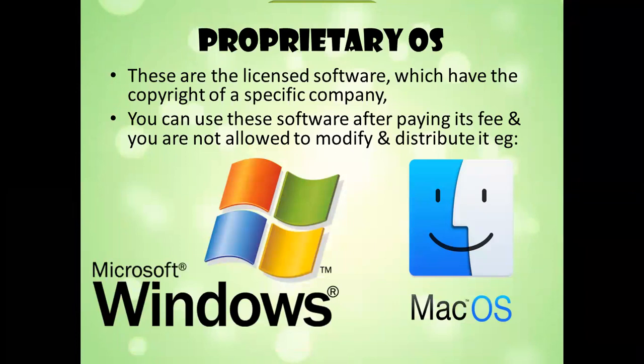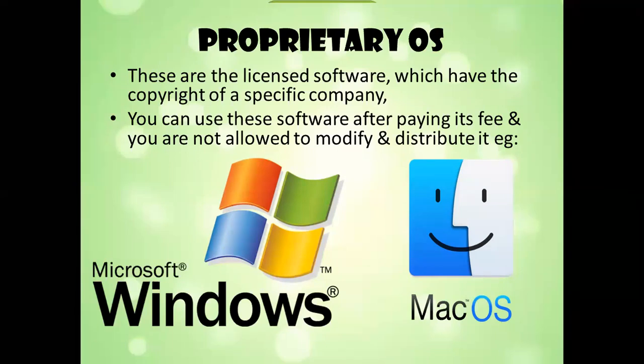Mac OS, this is an Apple icon only. Mac OS and Windows, these two are the proprietary operating systems, which are licensed software. They have a copyright of a specific company. Only they can modify the features of these operating systems. We cannot. They do not disclose the coding of these operating systems to us.